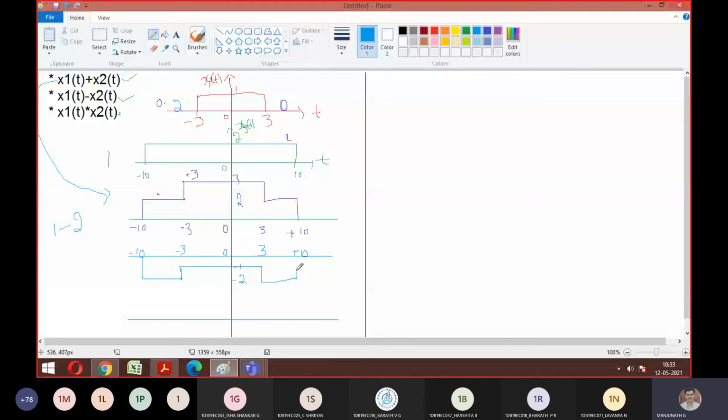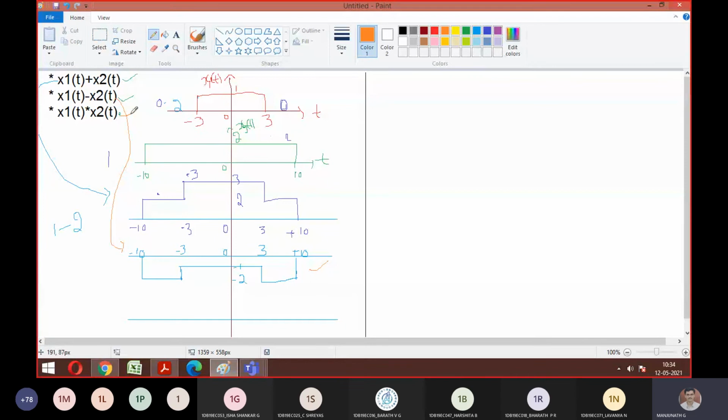Yes. So for the two signals, x1 and x2, we have performed the addition as well as subtraction, which you already learned in the earlier category. Now we'll concentrate majorly on the multiplication part. So now tell me how to do multiplication.